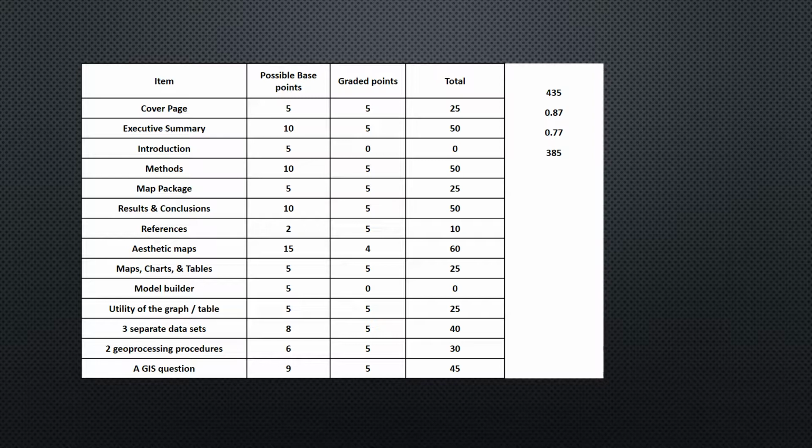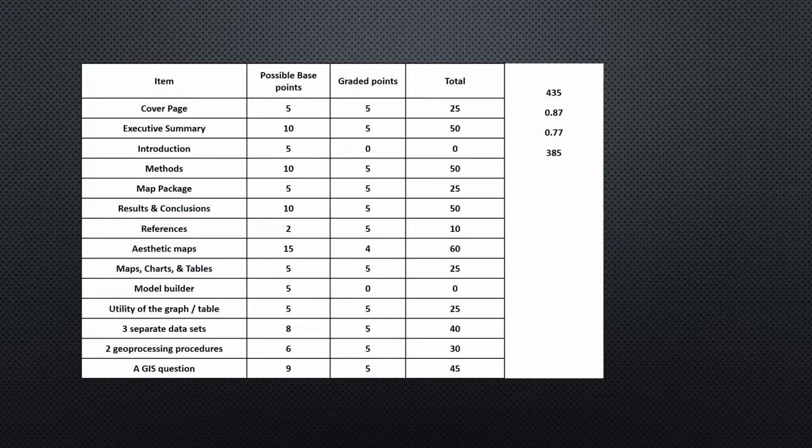The map package was okay on this one, although you can't see it from here. It was there. Results and conclusions were fine. The references were okay. The aesthetics of the map, one of the maps was lacking some fundamental elements like scale bars, north arrows, that kind of stuff, and so overall I thought that was a fair assessment. Was a B level for maps. Charts, tables, and such were fine.